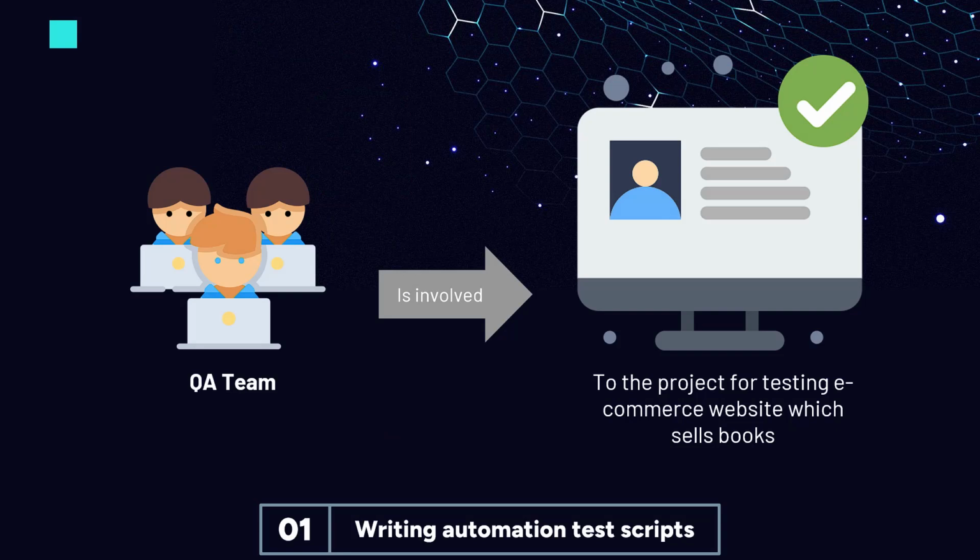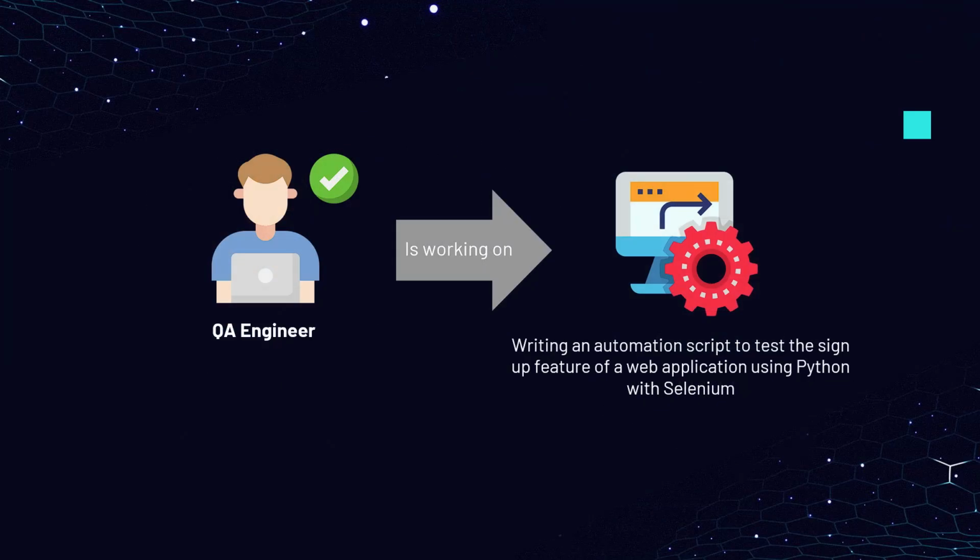Imagine that the QA team is involved in the project for testing an e-commerce website which sells books. In particular, the development team built the sign-up functionality, and the QA engineer is currently working on writing an automation script to test the sign-up feature of a web application using Python with Selenium, as this programming language and tool combination is widely recognized for web automation testing.